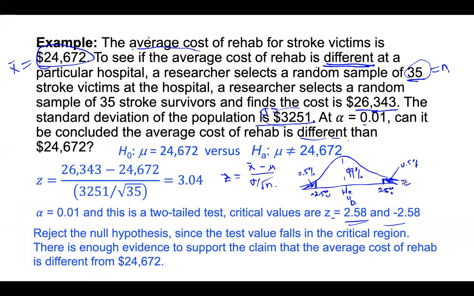Well, we see that it is in the rejection region because 3.04 falls in the rejection region. We therefore reject the null hypothesis since the test value falls in the critical region. So there's enough evidence. What does this mean? If we reject the null hypothesis, then there's enough evidence to support the claim that the average cost of rehab is different from 24,672. So we're in favor of the alternative hypothesis.